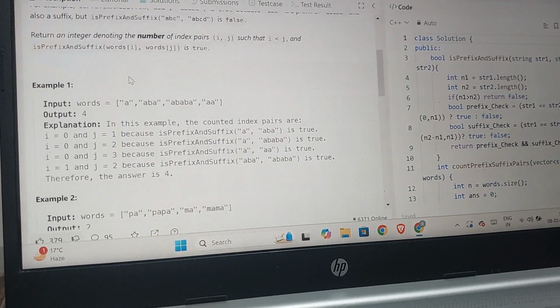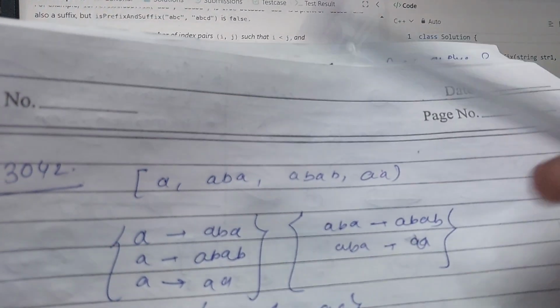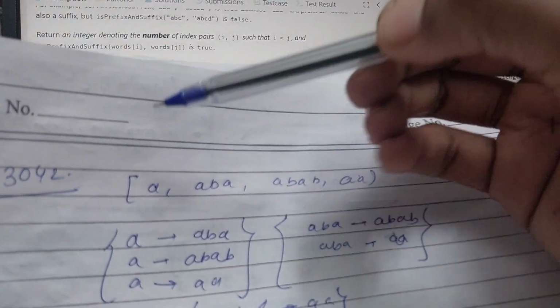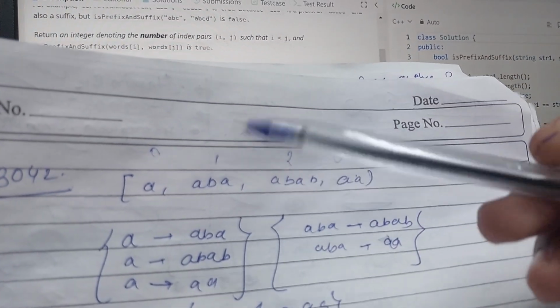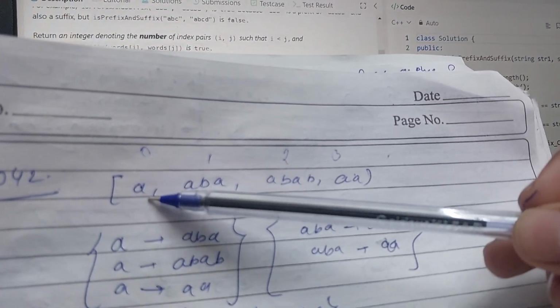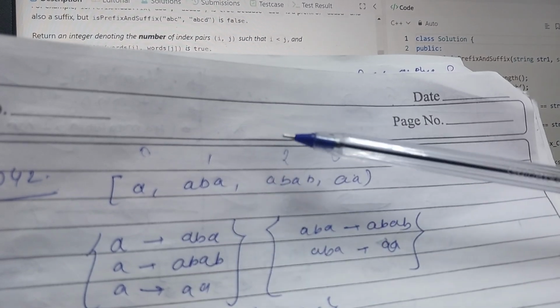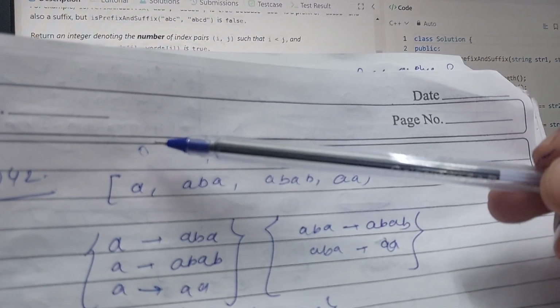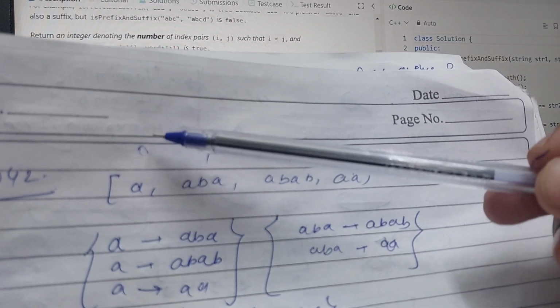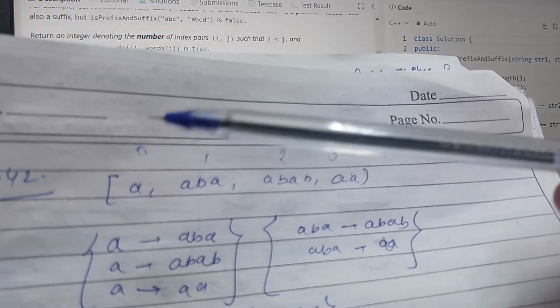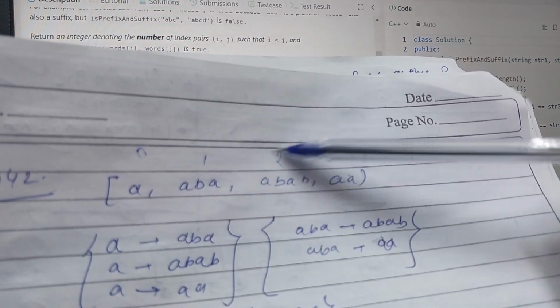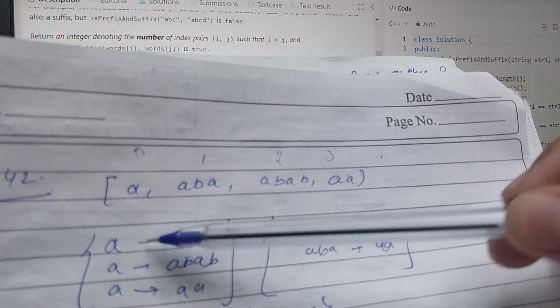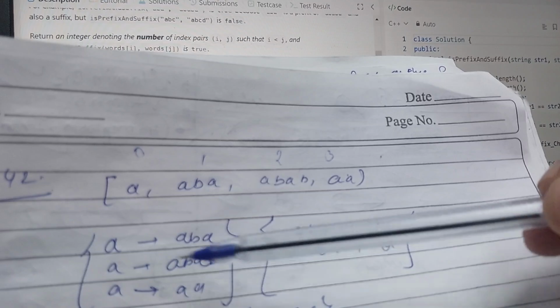Let's suppose we have an example of strings. This is index 0, this is 1, this is 2, and this is 3. Now we have to see whether a string is a prefix and suffix of any other string at an index greater than the zeroth index. So for the zeroth index, it checks the 3 strings: we check against aba, abab, and a.